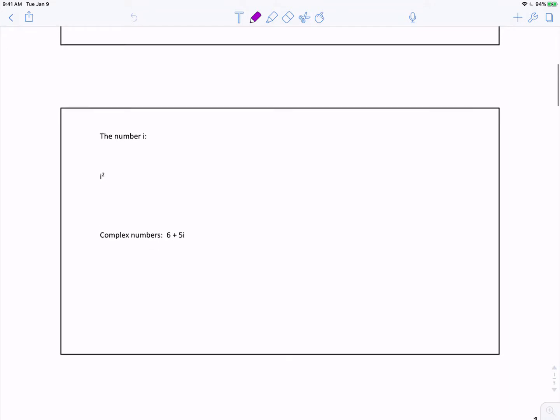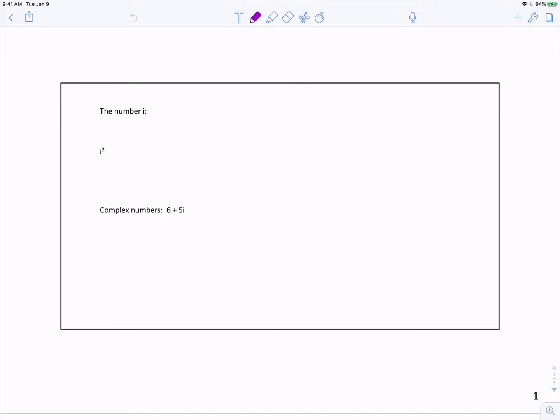So the first thing we want to do is introduce you to the number i. The number i is equal to the square root of -1. That's the definition of the number i. And so i is an imaginary number, that's why we use the letter i.